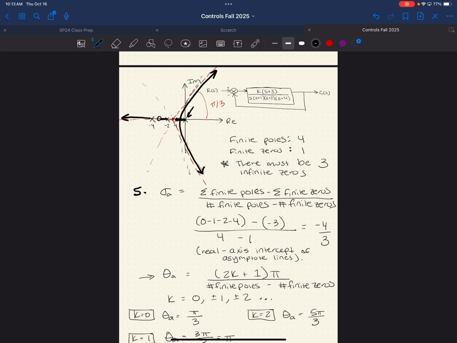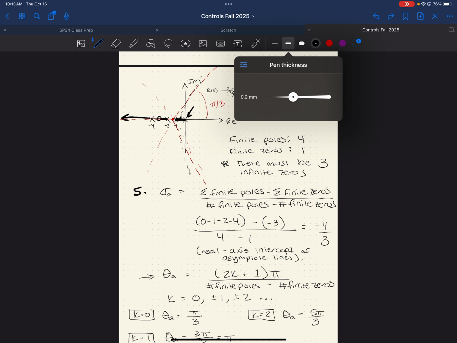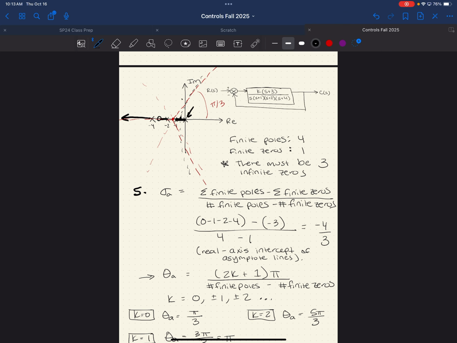Yes, David? You know they're going to start from the middle, is that just a given? Because they have to start at poles and end at zeros. At this point, I don't actually know where along the real axis they leave. You're absolutely right, it could be that they're a little closer to one pole than the other. I don't know yet. But for the rough sketch, just put it on there.